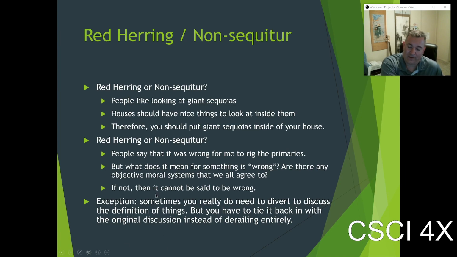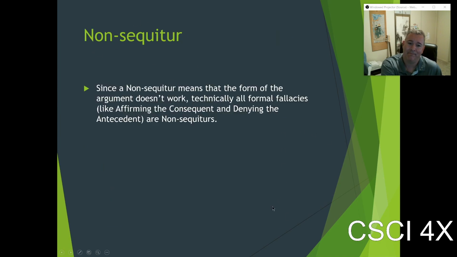Okay, so sometimes you do actually need to have agreement on definitions and things like that to bring clarity. A lot of times, though, when somebody wants to just put a debate on hold and start talking about something else, that is a red herring. Okay. And non sequitur is technically pretty much any formal fallacy, denying the antecedent, affirming the consequent. Those are all non sequiturs, because non sequitur in general just means the logic doesn't follow. But more colloquially, it means that the conclusion just doesn't have anything to do with the premise.